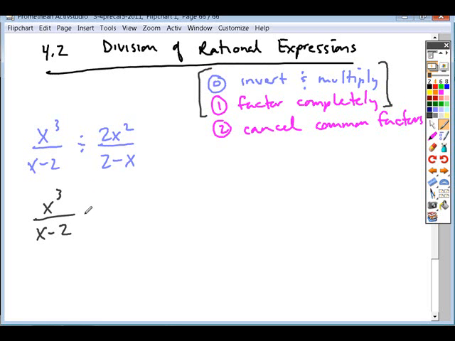Then we're going to invert and multiply. So we turn this into a multiplication. This 2x squared gets moved to the denominator. And then the original denominator, 2 minus x, is going to get moved up. But again, I can combine these in the same step.